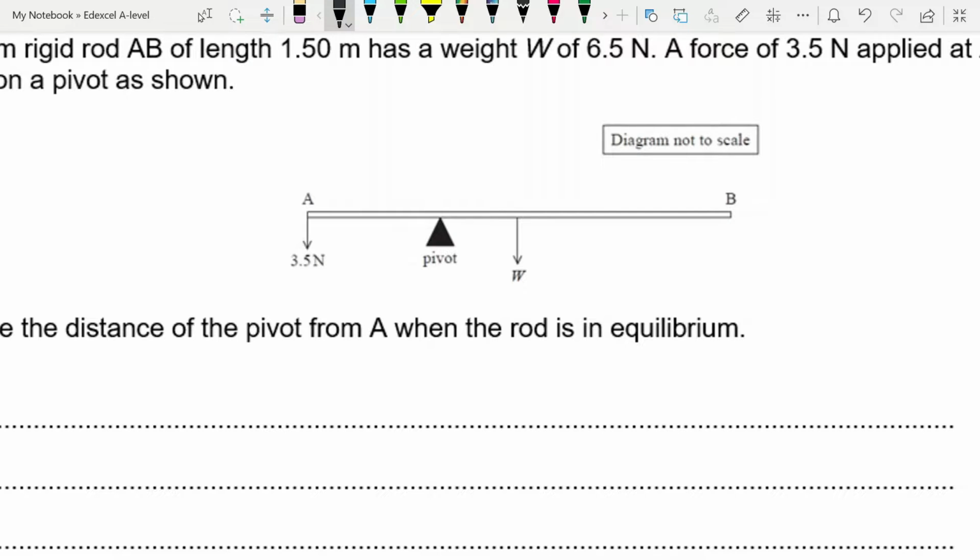Anytime you meet a moments question, the first thing you do is identify the pivot, and then you look at the forces that would tend to move the object around that pivot. So this one is straightforward because they've identified the pivot for us. The force at A is going to cause a moment around the pivot in that direction. And of course, the only balancing force is on the other side, it's the weight, and so that's going to tend to tip that side in a clockwise direction. And if we want the rod in equilibrium, we have to balance those moments out.